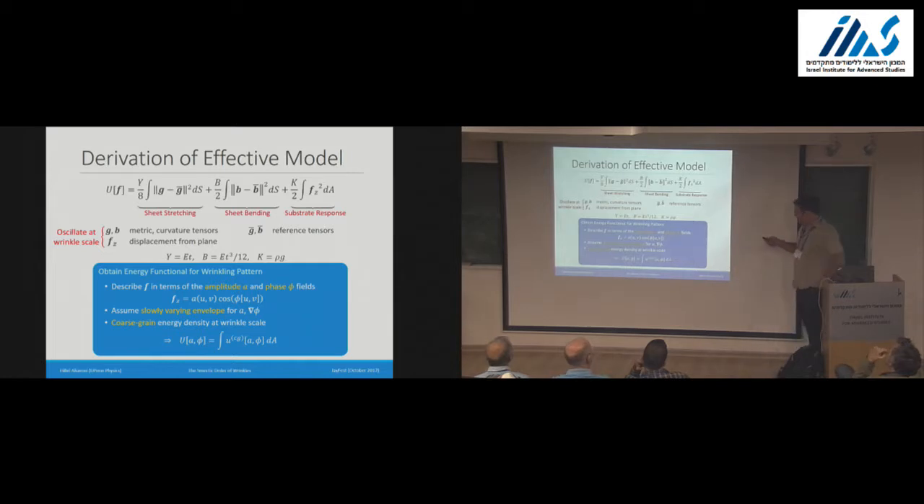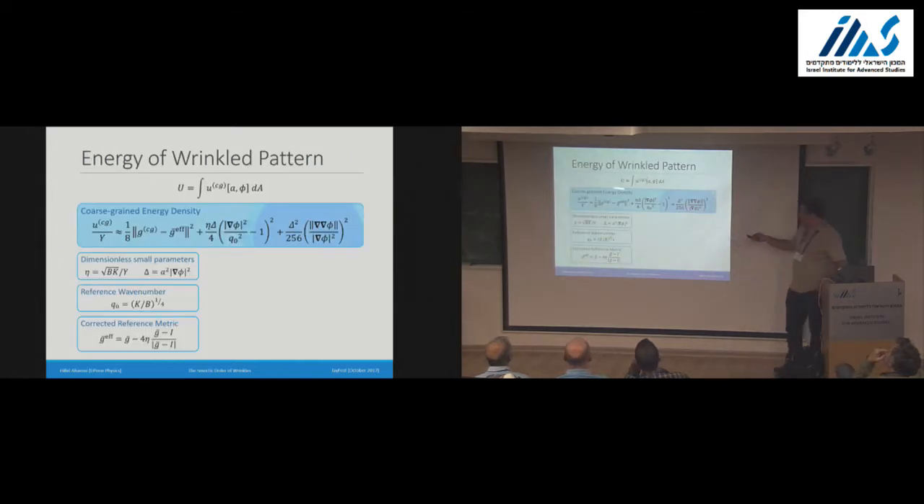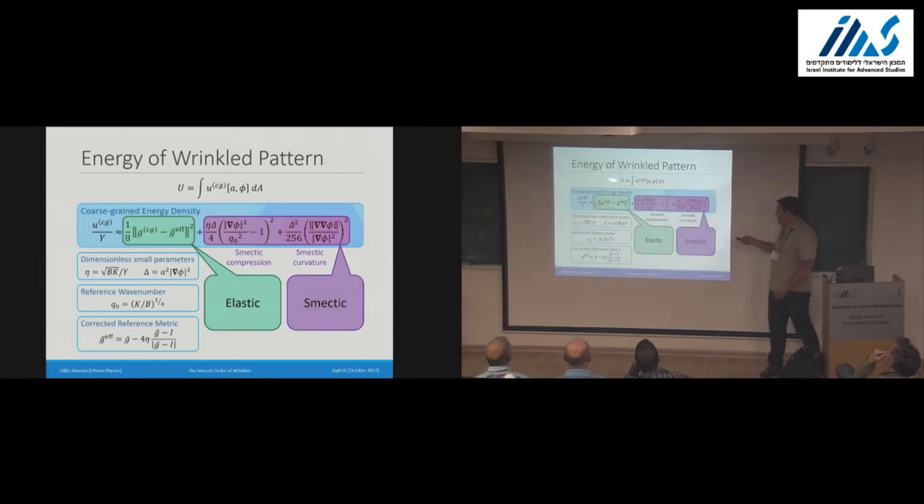I will not take you through the details. Let me jump to the final result. We end up with an energy density which looks like this. This is already in a dimensionless form. And we can see that there is an elastic energy component in the energy density, which is basically identical to regular elastic stretching.